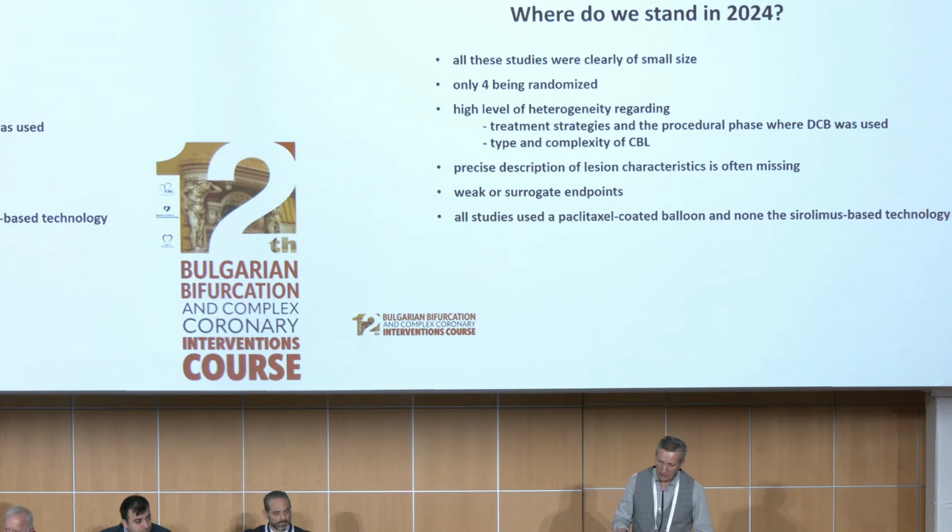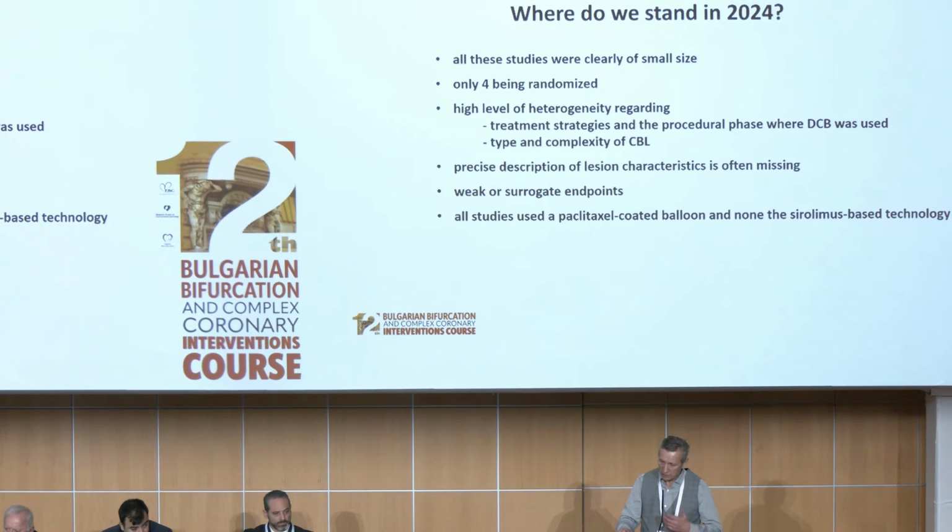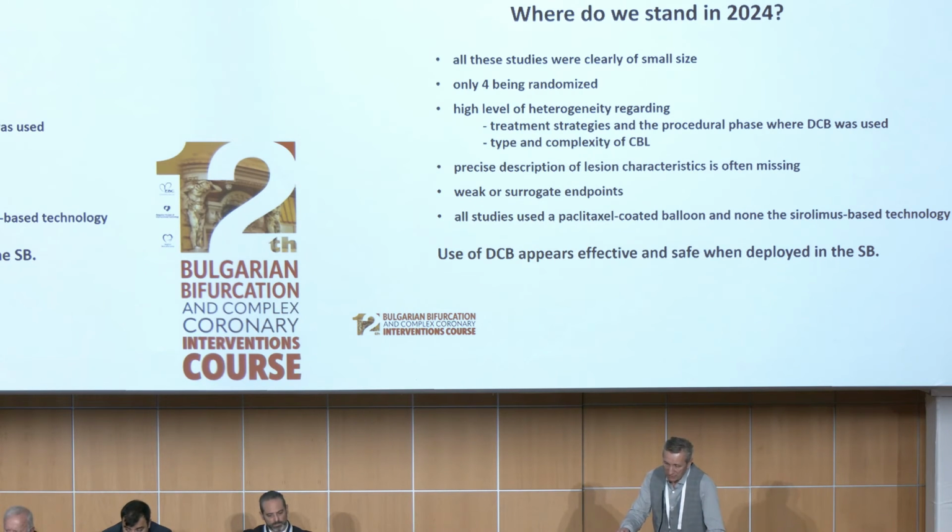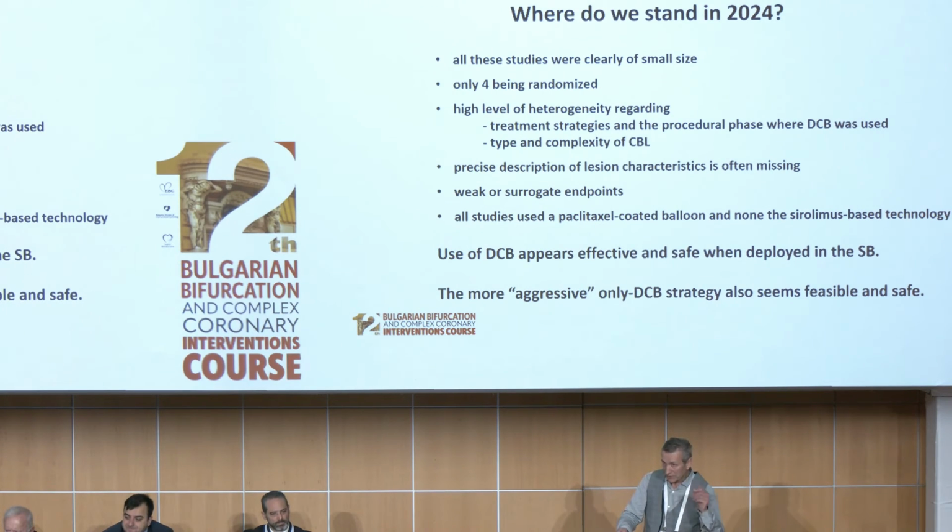All of these studies are clearly of small size, only 4 randomized. There is a high level of heterogeneity regarding the treatment strategies, the phase of the procedure when we use the DCB, and the time and complexity of bifurcation lesions. In most of them, the precise description of the lesion is missing, and of course we have surrogate endpoints, and they all use paclitaxel. But we can say that the use of DCB is effective when deployed in the side branch, and even an aggressive DCB-only strategy is feasible and safe.